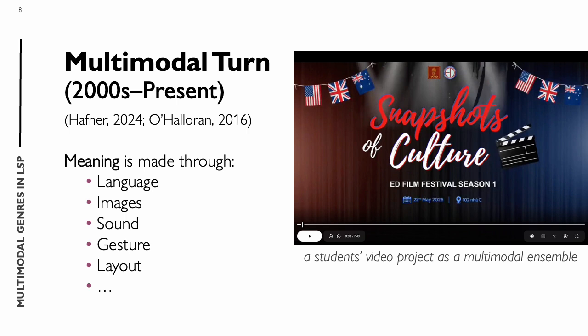Multimodality is argued to be especially important for language education because digital communication now plays a central role in academic and professional life. Importantly, these developments extended Halliday's original social semiotic ideas beyond language itself. In other words, SFL evolved from analyzing language in social contexts toward analyzing multimodal meaning-making in social contexts.